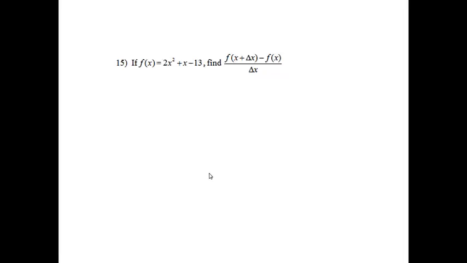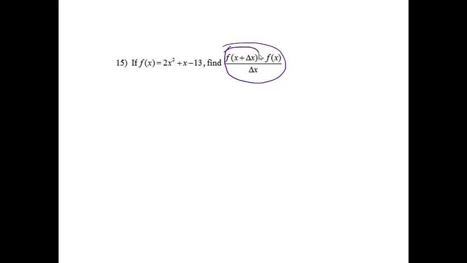All right. Okay, number 15, if f of x equals 2x squared plus x minus 13, find f of (x plus delta x) minus f of x, all over delta x. Okay, the biggest thing on this one, this is the expression we're dealing with. We are going to replace the things in f of x with this. So we're starting with this. So I'm going to write this until I get to something.